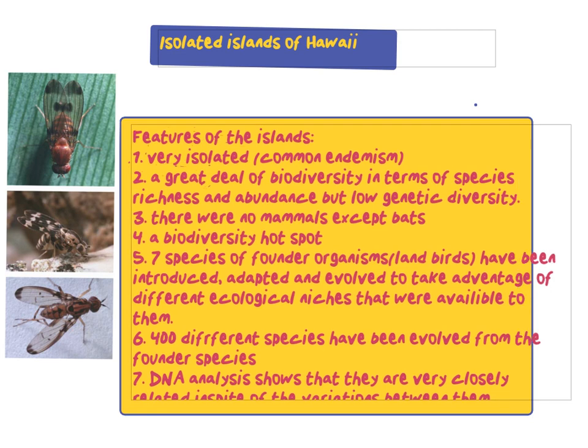Then it was said that there were 7 species of founder organisms that were introduced into the region a long time ago. They adapted and evolved to take advantage of the different ecological niches that were available to them. As a result, 400 different species have evolved from those founder species. By DNA analysis, scientists are now sure that they are very closely related. So even though we have so many different species and they vary morphologically, DNA analysis, or molecular phylogeny, has proved that they are all related to each other in spite of the variations between them.